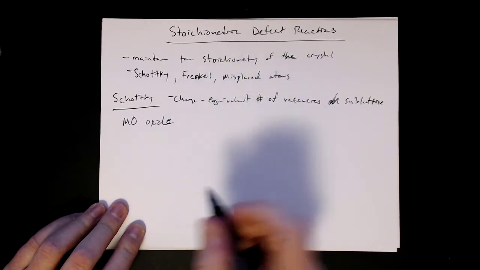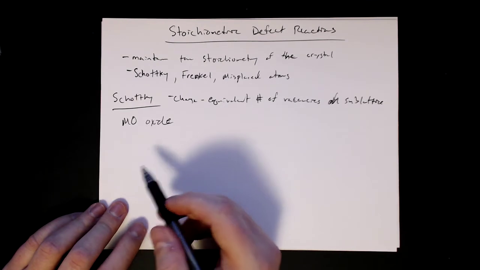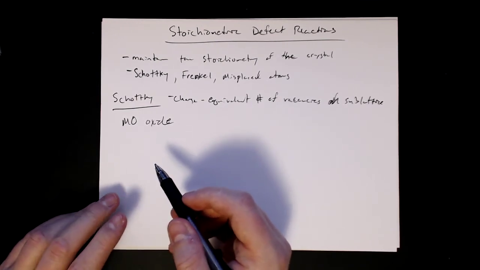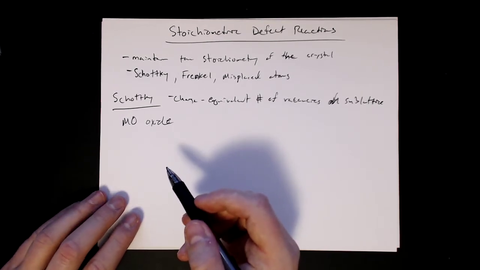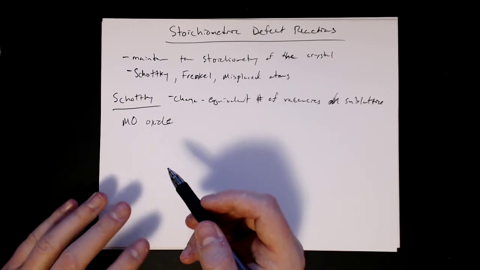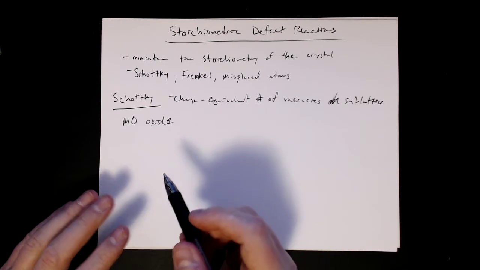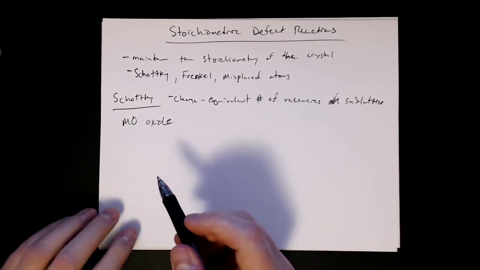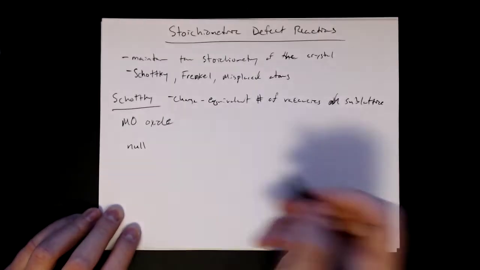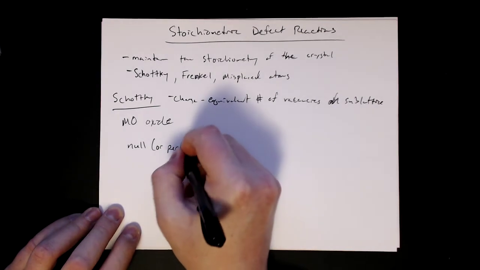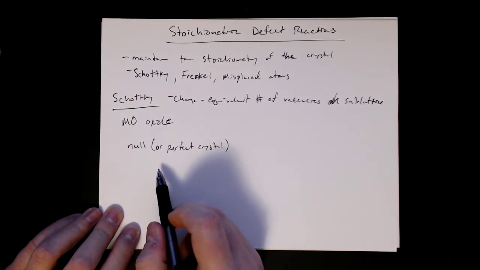Okay, so now we're going to start to get into how we actually write these reactions. So with every reaction, we have reactants and products, right? Well, in defect reactions, our reactants are always fairly straightforward. We're usually talking about a perfect crystal, so we're usually referencing a perfect crystal. And so in a lot of cases, what we do is we either write null, or we could just write perfect crystal. So this just represents what is on the left side.